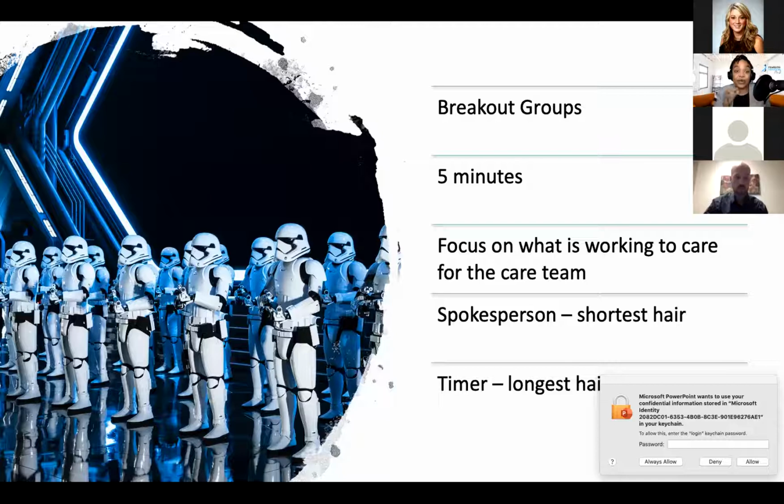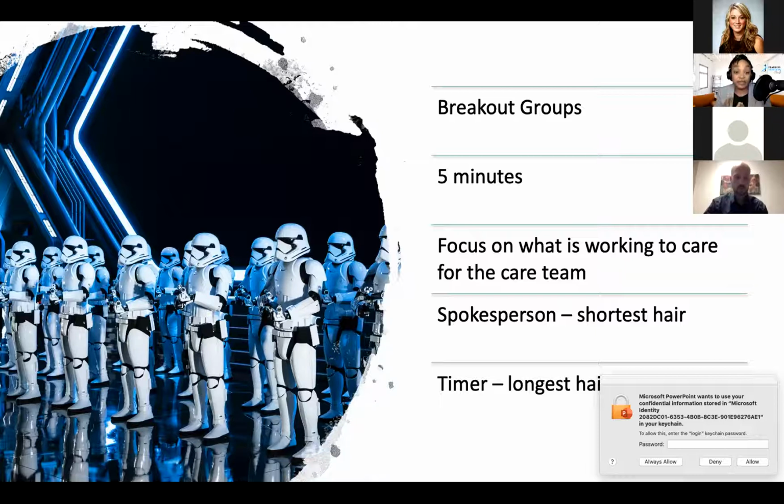And here, what we're going to do is we're literally going to focus on one item. So we're going to focus on what kinds of things we can do to essentially take care of the care team. So come up with suggestions about an activity or a tip that we can utilize in our practice that will help us to make sure that we are caring for the care team.